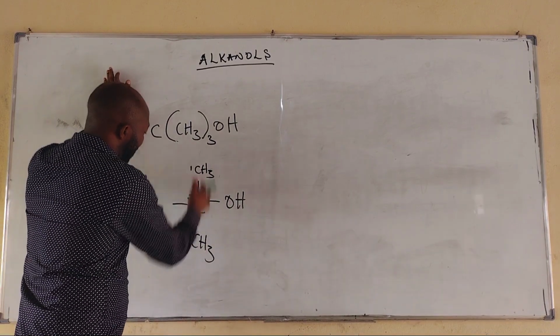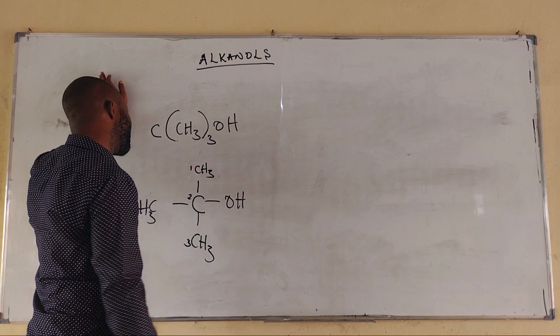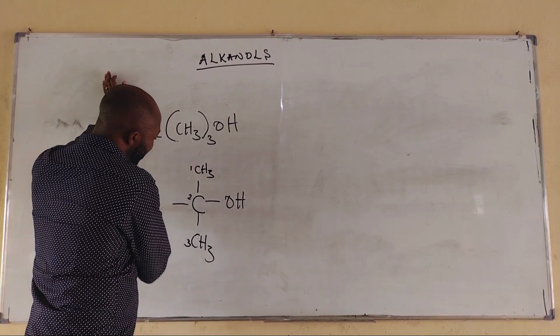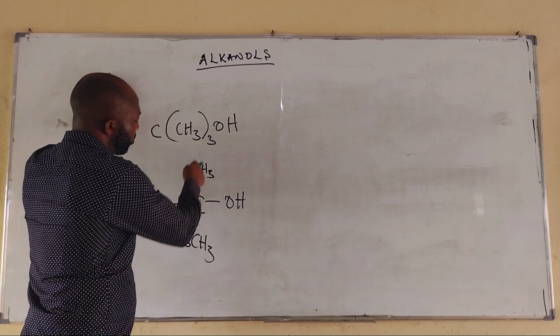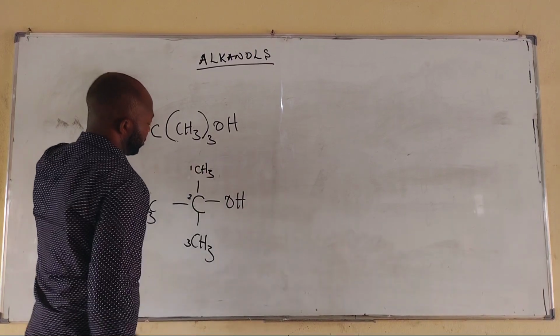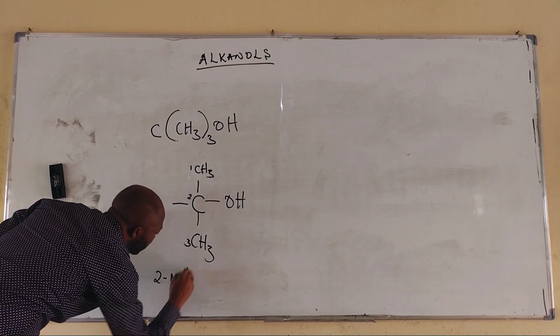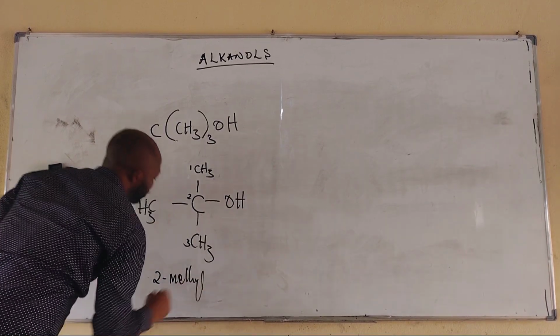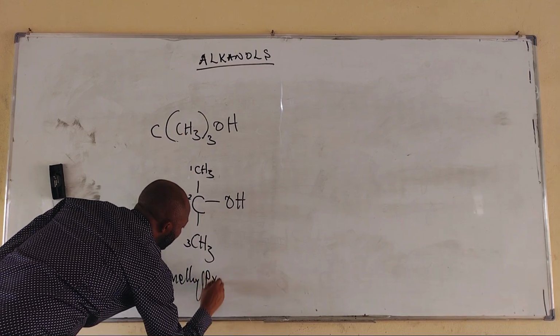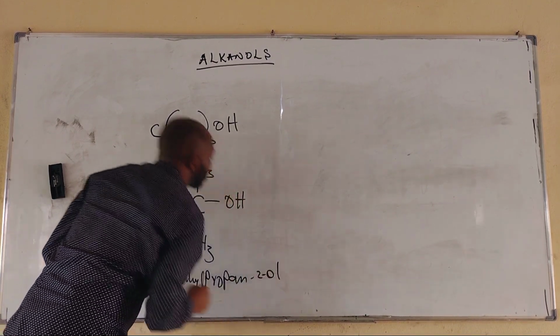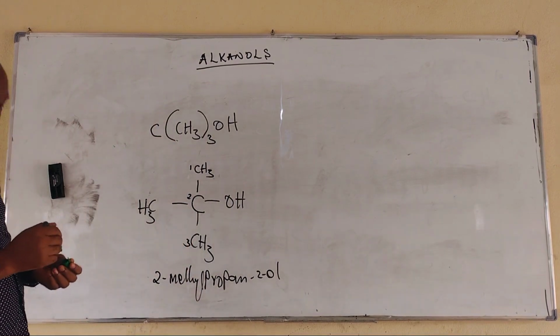So if this is our 3, our parent chain is our propane backbone. So we have 2-methylpropan-2-ol, or 2-methyl-2-propanol.